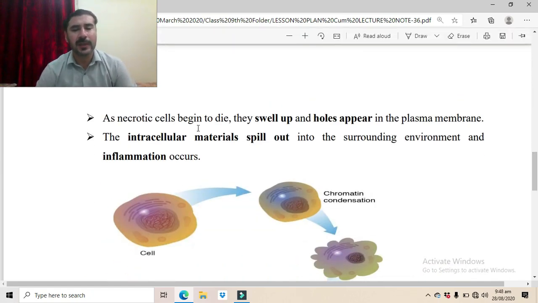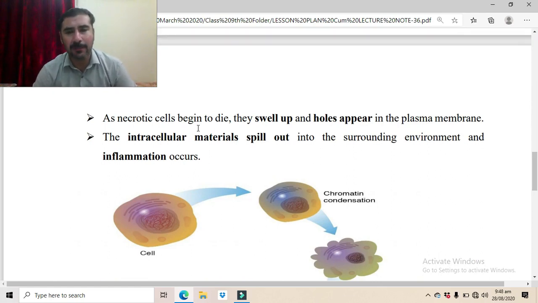As necrotic cells begin to die, they swell up and holes appear in the plasma membrane. Whenever the process of necrosis starts, the cells will swell up and holes will appear in the plasma membrane of that particular cell. The intracellular materials will spill out. The intracellular materials means those materials which are inside the cell, that will be released into the surrounding environment, and inflammation will occur.